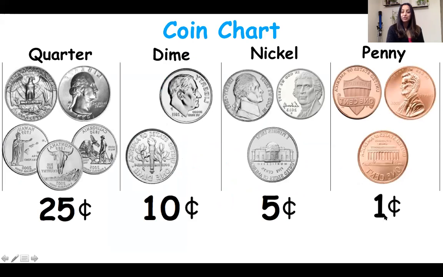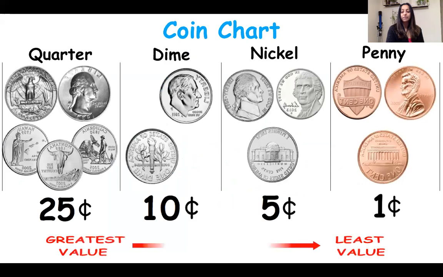Now I've arranged these coins in a special way. I've arranged them from greatest value to least value. That means that the coin that's worth the most money I put first, and the coin that's worth the least money I put last. And I ordered the coins from greatest money to least money in like a line. So remember this for later when we talk about how to count coin collections.